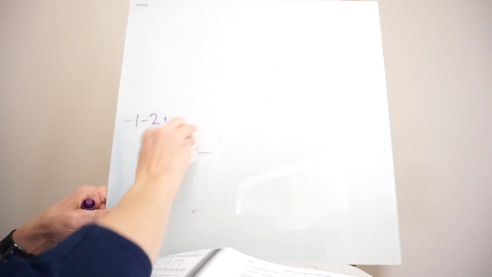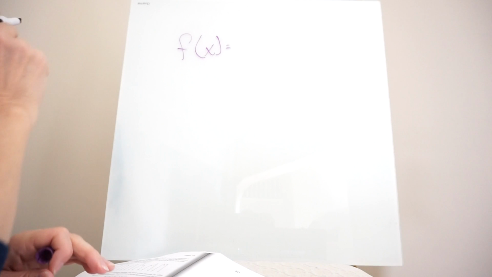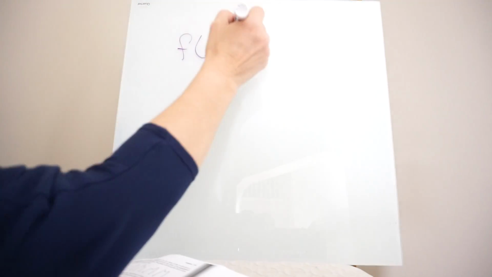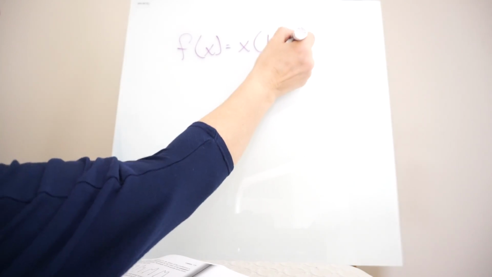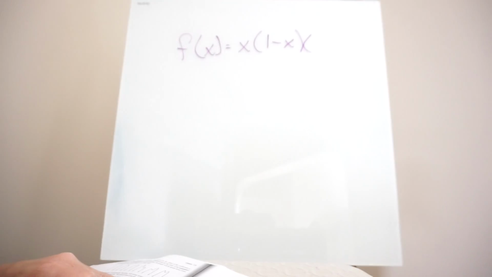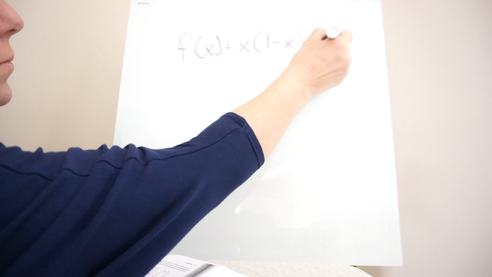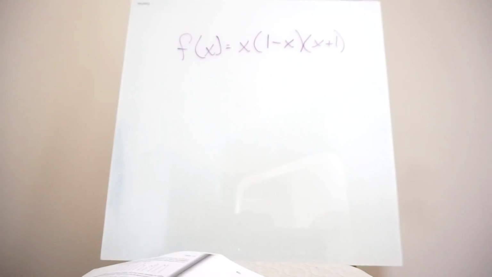So example 114.1. What do we have? We have the graph f of x is equal to x times 1 minus x times x plus 1. Okay, so if we wanted to graph this, first let's look at what type of function it is.